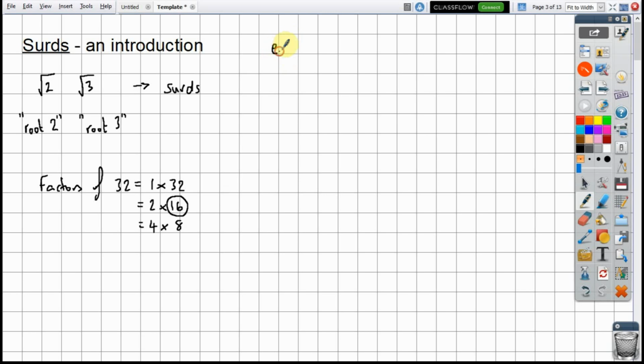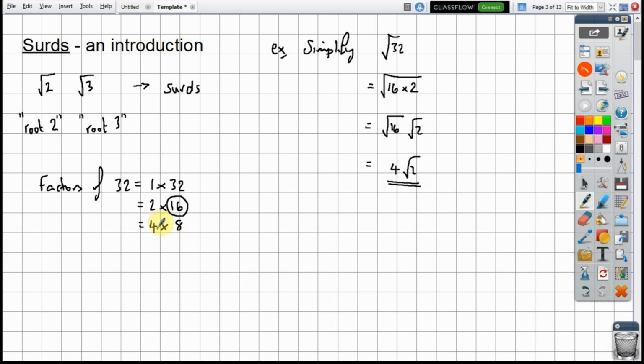Now this is helpful when you come to a question such as this. Simplify root 32. Because what we can do is we can break that 32 inside the root. We can break it into 16 times 2. And that becomes root 16 root 2. And we know what the square root of 16 is, that's just 4. And so we have simplified root 32 into its simplest format, 4 root 2.